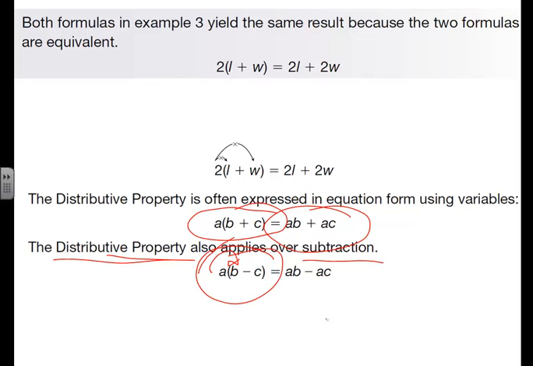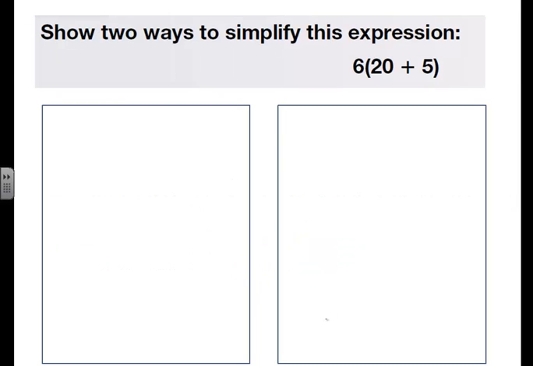So let's try that. Show 2 ways to simplify this expression. What are 2 ways to make this simpler? First way, I'm going to do this. Okay, so I'm going to go 6 times 20 equals 120, and 6 times 5 equals 30. And add those two together, and I'm going to get 150.